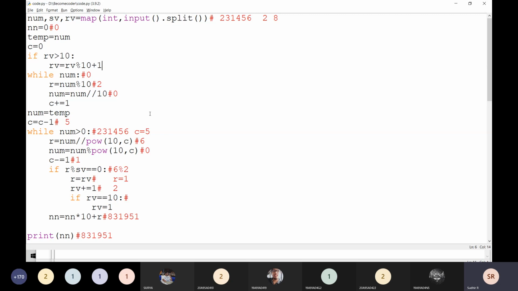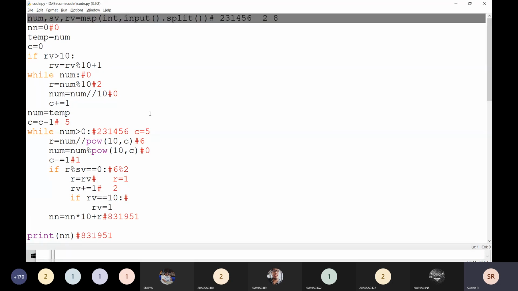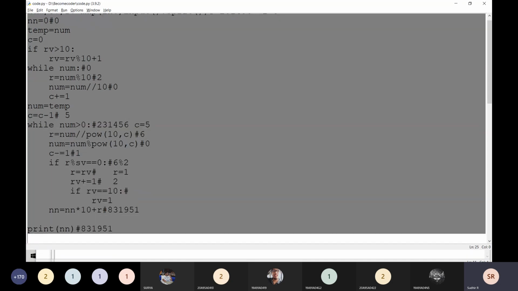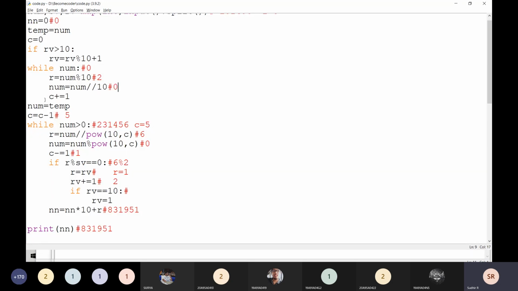If there is any doubt, just ask me and I will try to explain it. Students, the one big mistake is this one. Why am I taking C is equal to C minus 1? It looks very simple, but why am I taking C is equal to C minus 1 here? Anyone?